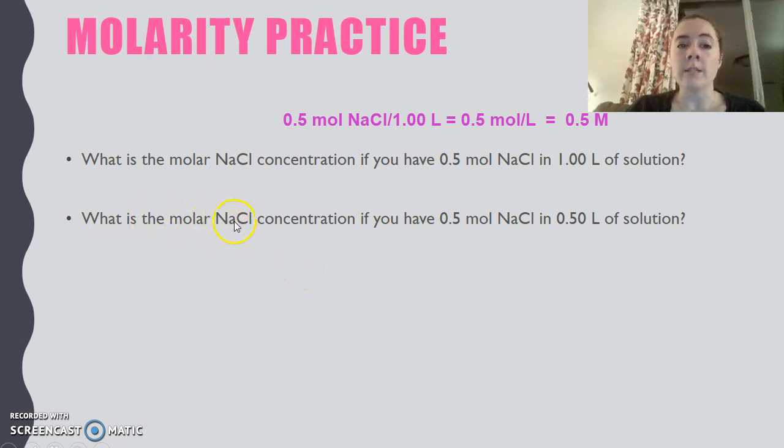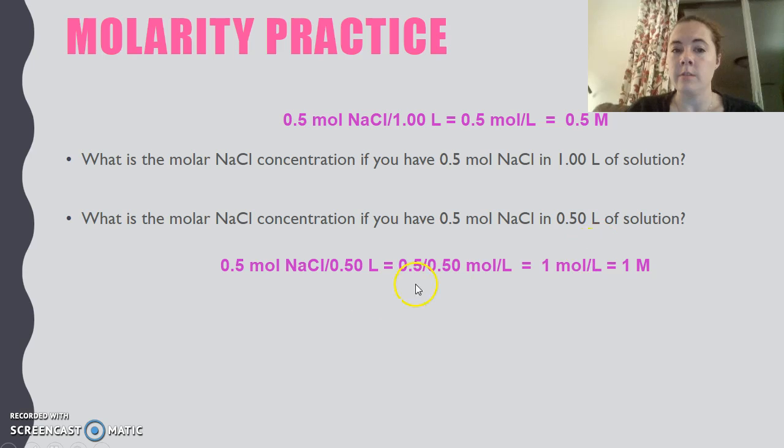What is the molar concentration of NaCl if you have 0.5 moles of NaCl in 0.5 liters of solution? Super simple again. Take moles, divide by liters. Our concentration is moles divided by liters. That gives me 0.5 divided by 0.5, or 1 mole per liter, equals 1 molar. Super simple.